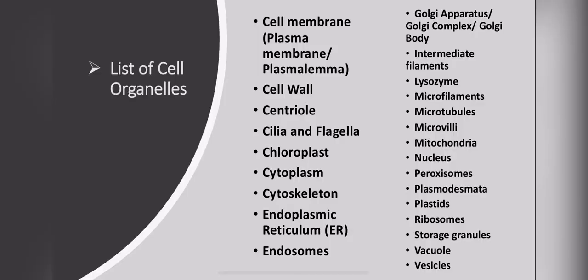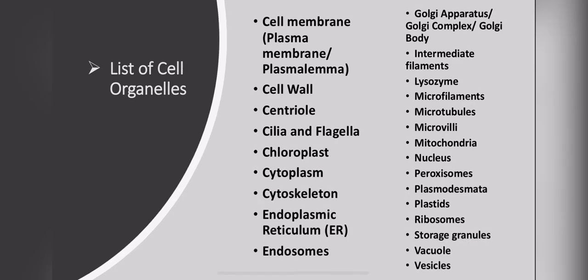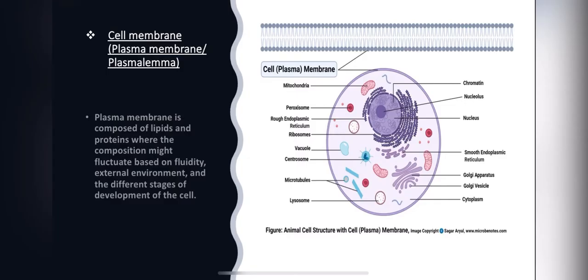List of cell organelles. There are 24 types of cell organelles, and the first one is the cell membrane, also called plasma membrane. Plasma membrane is composed of lipids and proteins, where the composition might fluctuate based on fluidity, external environment, and the different stages of development of the cell.